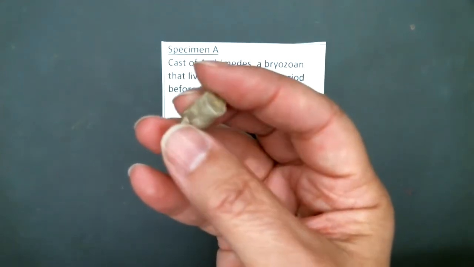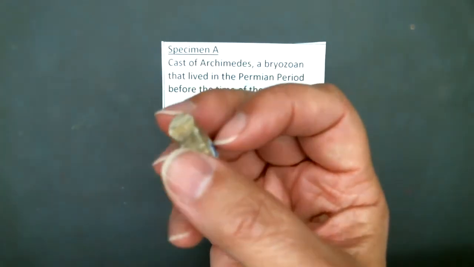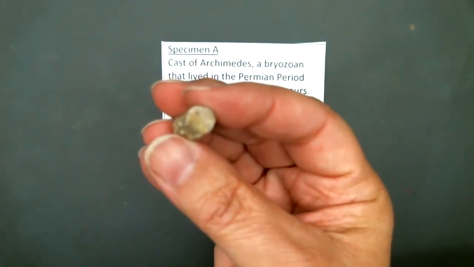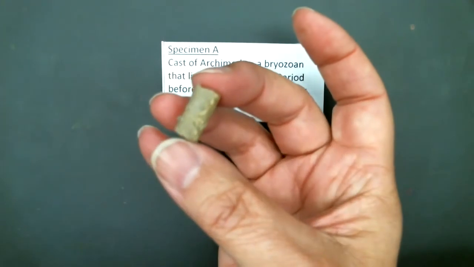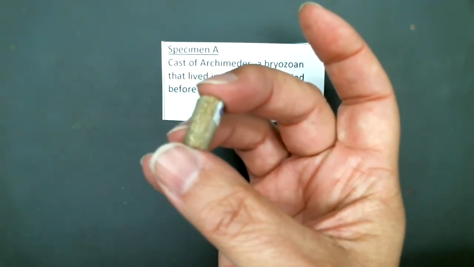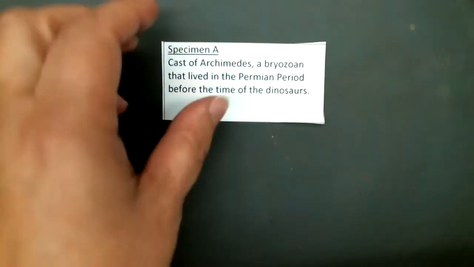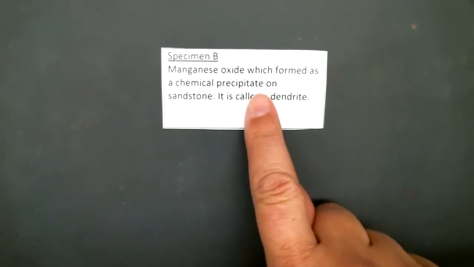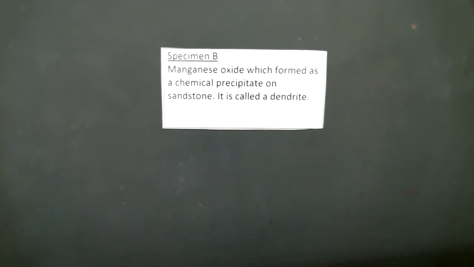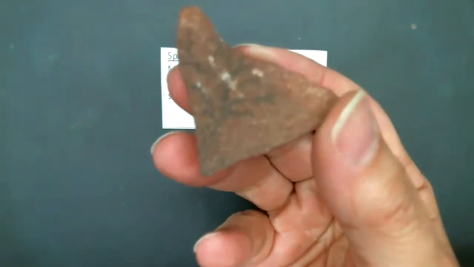There's the end. There's the other end. Okay. So if you're doing the activity, go ahead and classify Archimedes. All right, specimen B is a precipitate. Here's what it looks like.